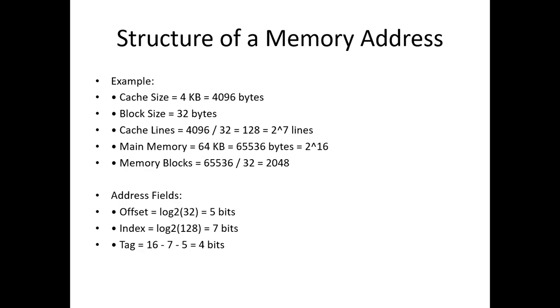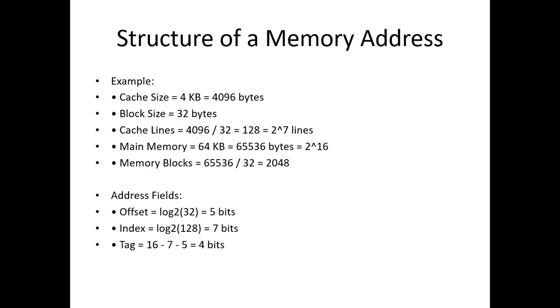So let's look at the structure of the main memory address. Let's break it down with a real example. Let's take an example where the main memory size is 64 kilobytes or 2 to the power 16 bytes, a cache size of 4 kilobytes or 2 to the power 12 bytes, and a block size of 32 bytes or 2 to the power 5 bytes.